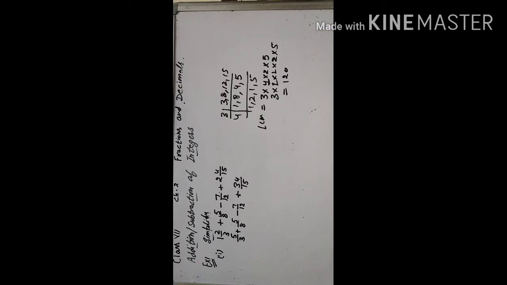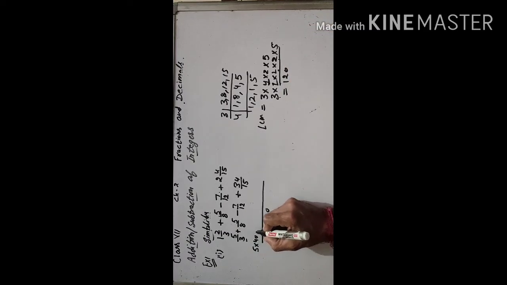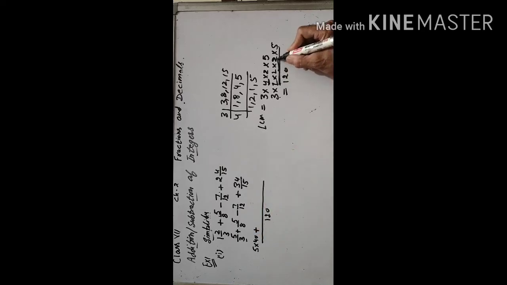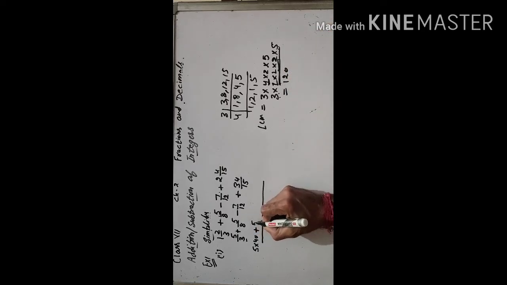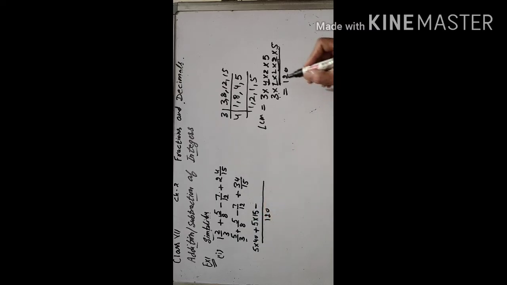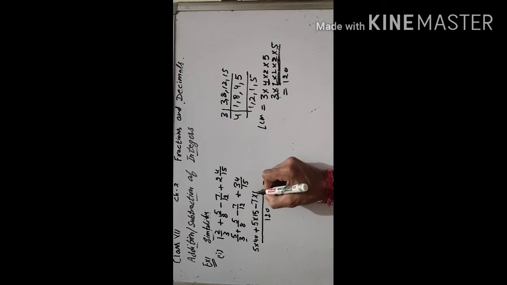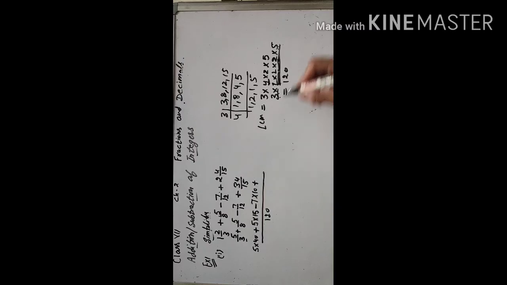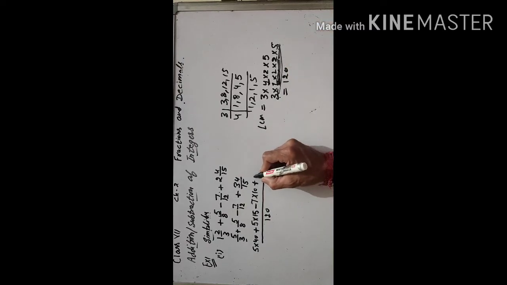We can also do it directly, like this: 120 is the LCM. 3 is there, 3 40s are 120, so we write 5 into 40 here, plus 8 is there, 8 15s are 120, so 5 into 15, minus 12, 12 10s are 120, so 7 into 10, plus 15, 15 8s are 120, so 34 into 8.